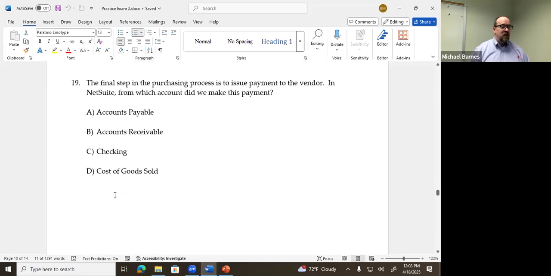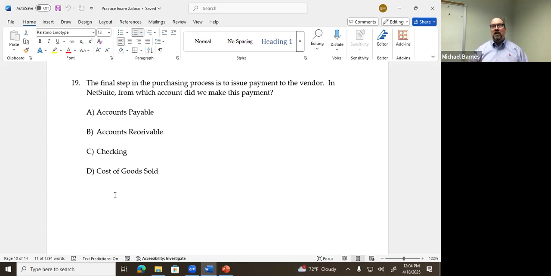Final step in the purchasing process: issue payment to the vendors. In NetSuite, which account do we use to make this payment? Probably it is intuitive, okay? So what does the transaction look like when you make a payment? Remember, when you generate a purchase, that's when you receive the goods. So you debit inventory or goods or whatever it is, purchases, and you credit AP. Then when you make payments, that's when you debit AP, accounts payable, to get rid of it. And what do we credit?